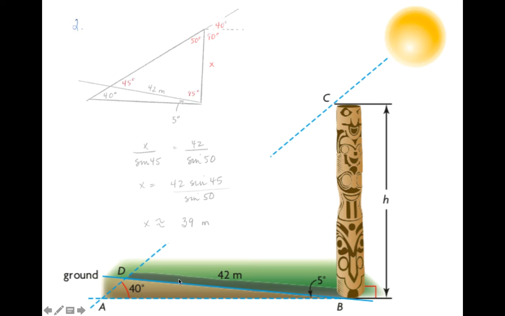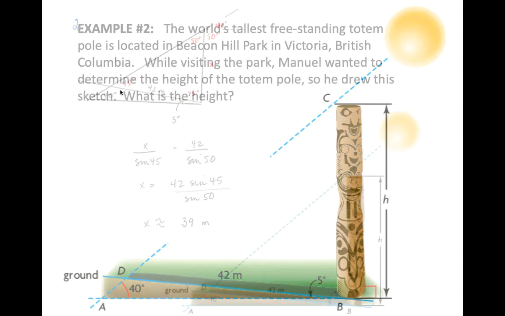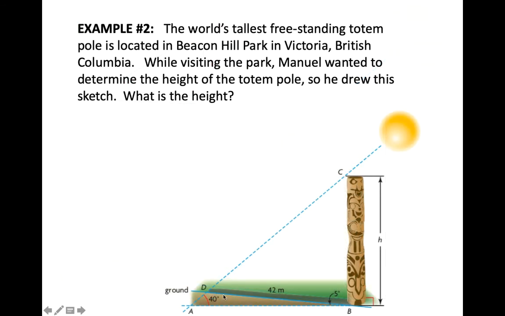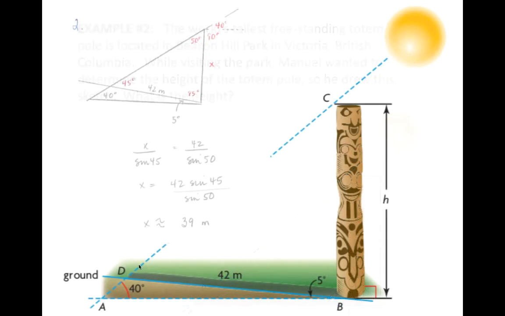Oh, sorry. No. Let's go back and be sure about what we're doing. Okay. If I go back, oh, it's a good thing I caught that. If I go back and take a look at this little skinny triangle down here, I know that this is 40 and this is 5. That means that this angle right here in the corner at D, this obtuse angle, is 135.